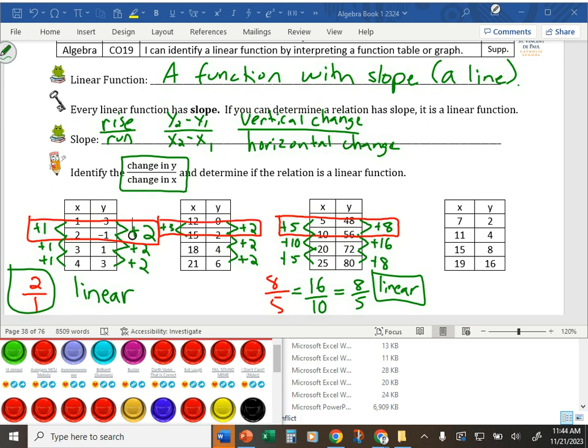We have all the 2's. Now we have to confirm the 3's. 15 to 18, +3. 18 to 21, +3. The slope is 2 over 3, and it is indeed linear.